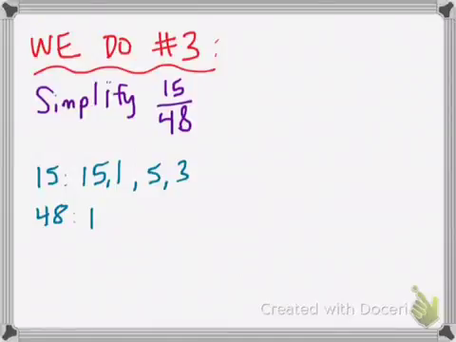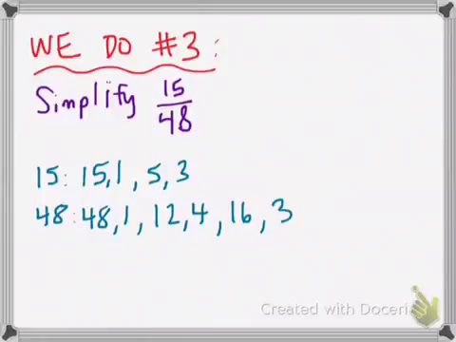I know 48, I can do 48 times 1. I know I can also do 12 times 4. And then I also know I could do 16 times 3. So these are the factors. Oh, I can also do 24 and 2. So if you miss some of the factors, that's okay, because you'll eventually realize it once you're simplifying the fraction.